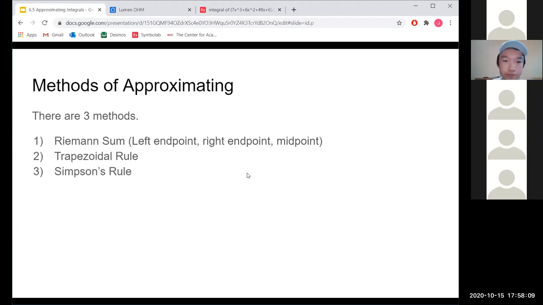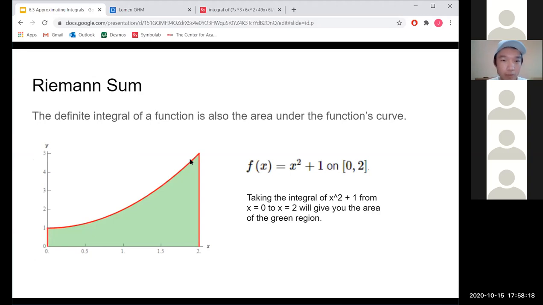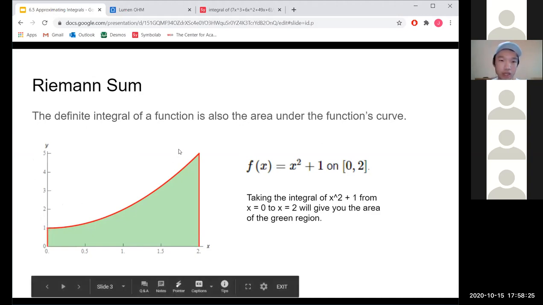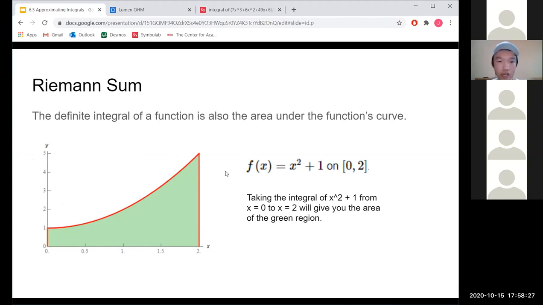So there's 3 methods. Riemann sum is one method, trapezoidal rule and Simpson's rule. Those should be new, so we'll go over those later. Here's an illustration. Consider the function x squared plus 1, which is this red curve. The area underneath the curve is shaded in green. If I take the integral of x squared plus 1 from x equals 0 to x equals 2, that will give you the area of the green region.